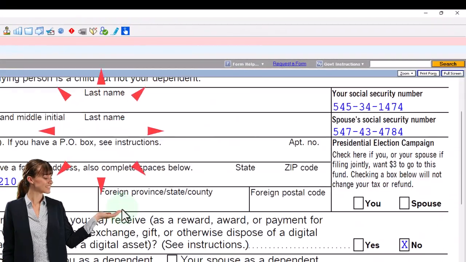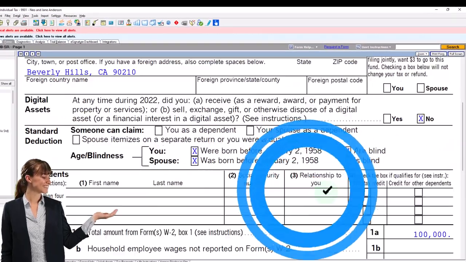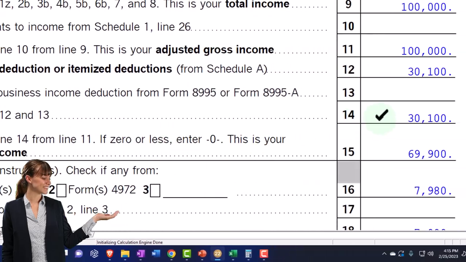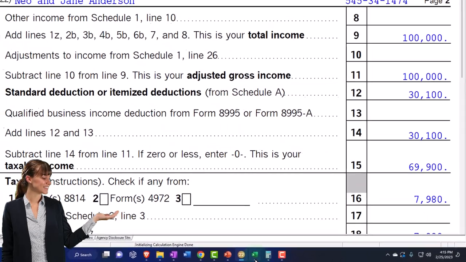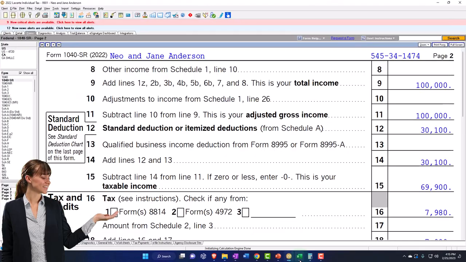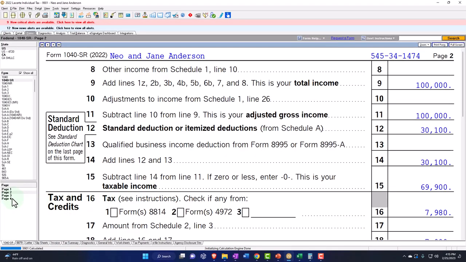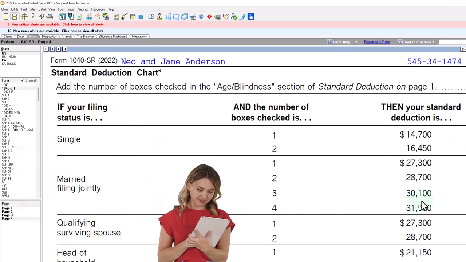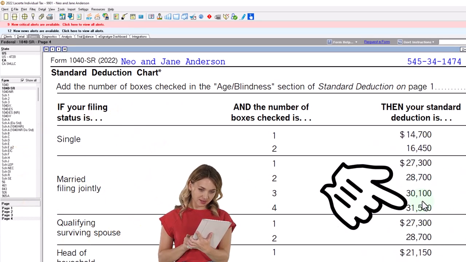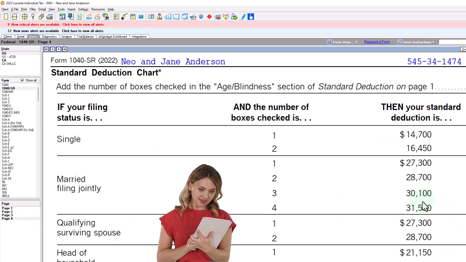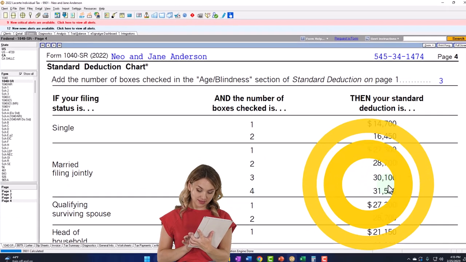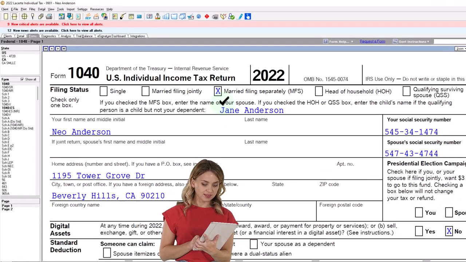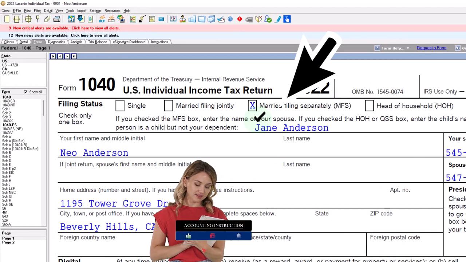Married filing joint. There's our check boxes, three out of four being checked off on page two. Then we can see the 30,100, the 69,900 there, 69,900 there. And then again, if I look at page four, now if I was married filing joint, there's the 30,100 because three out of the four added categories have been checked off, both of them over 65, one out of the two blind.